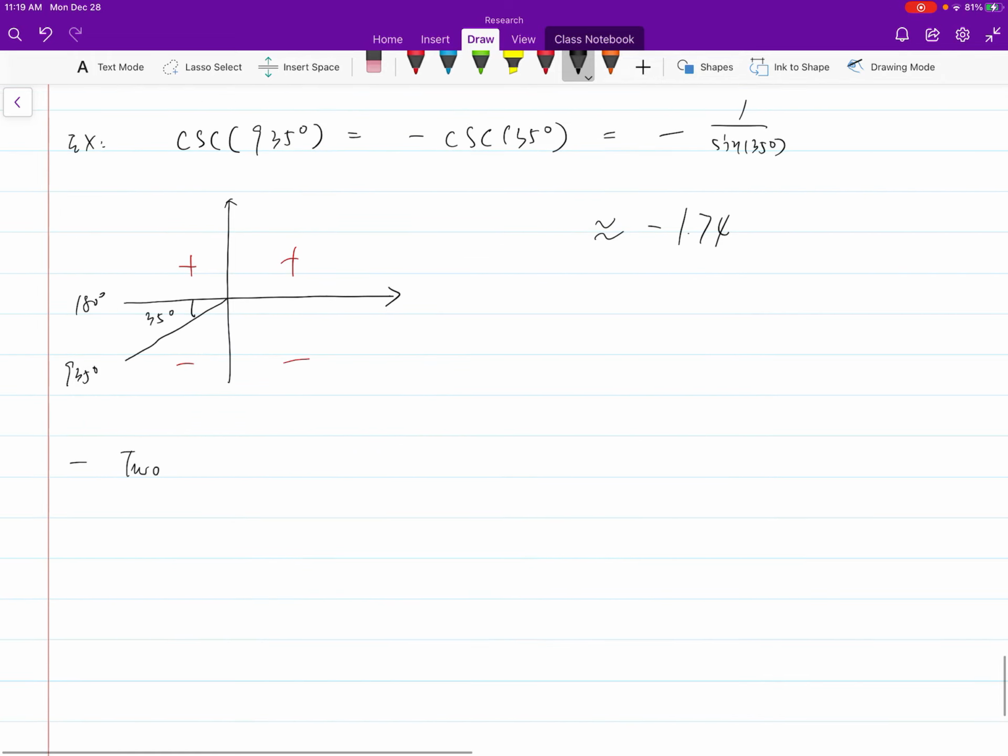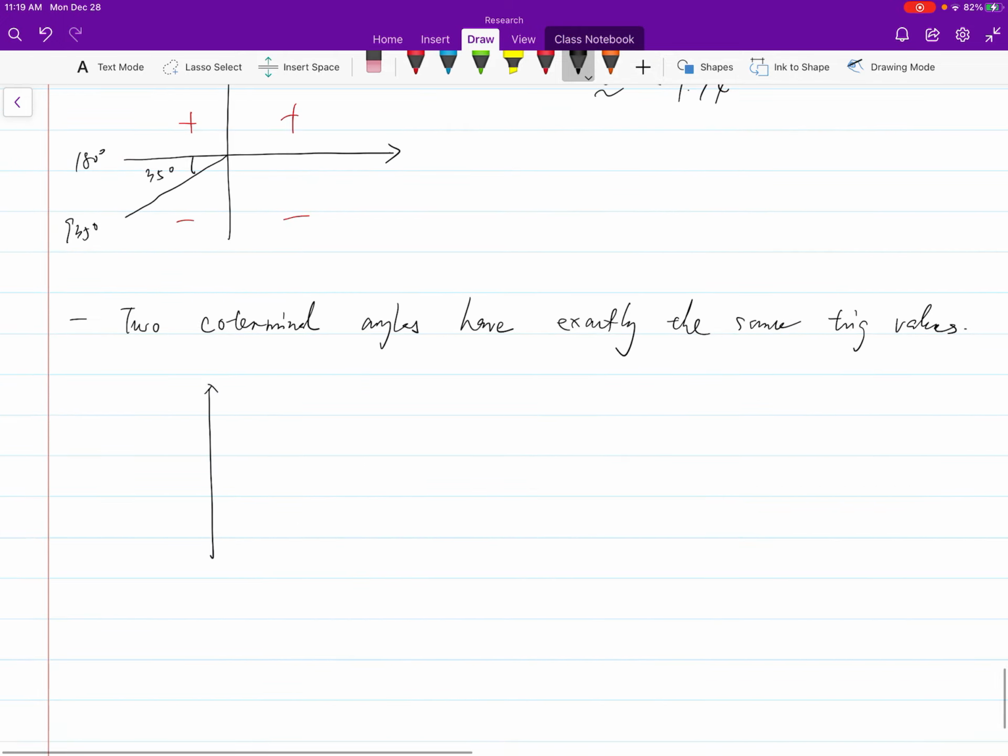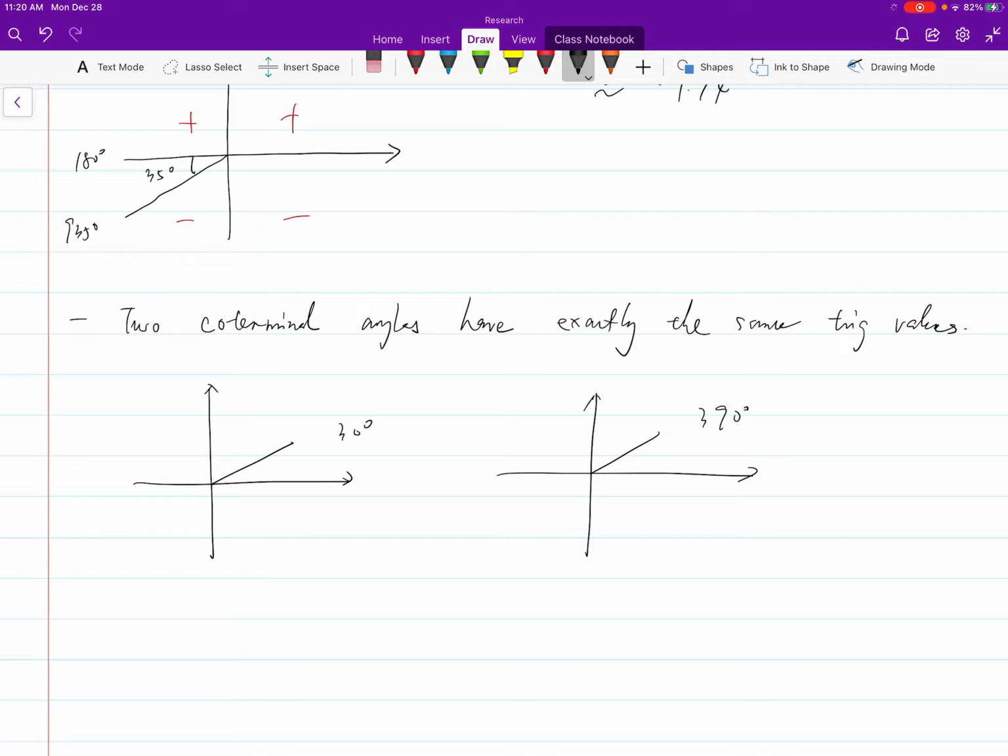Okay. Note, two coterminal angles have exactly the same trig values. That means if you have two angles, let's take one angle, which is 30 degrees. Let's take another angle, which is 390 degrees. Okay, they are different angles. One goes like this, the other one goes like this.